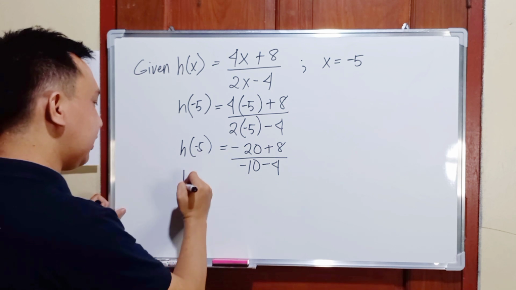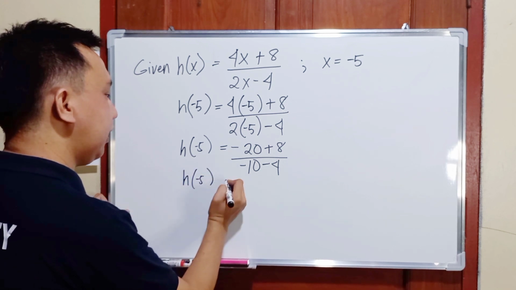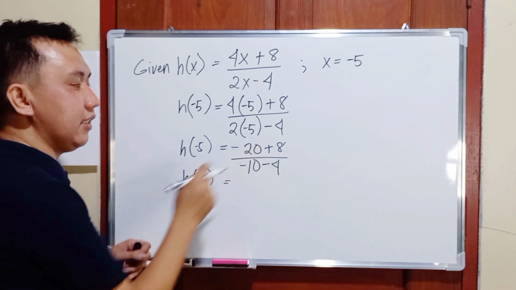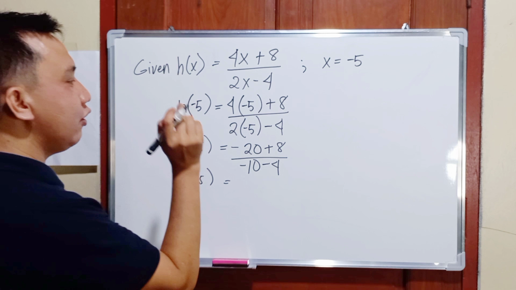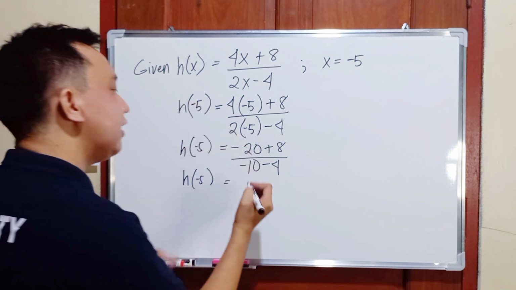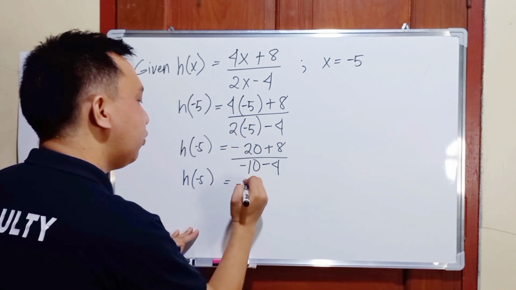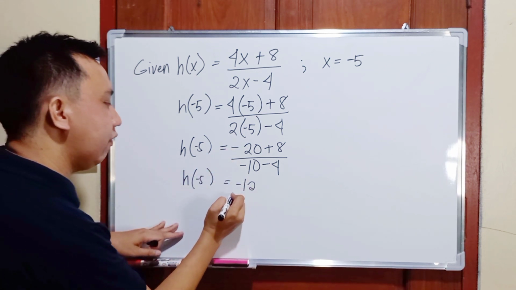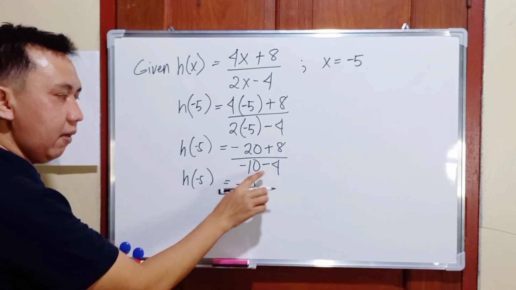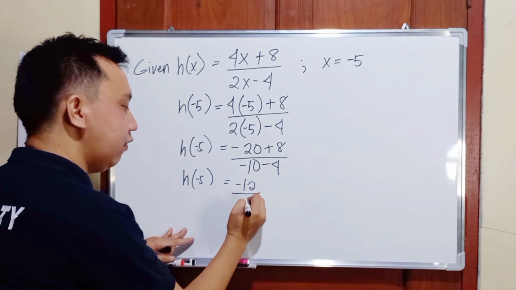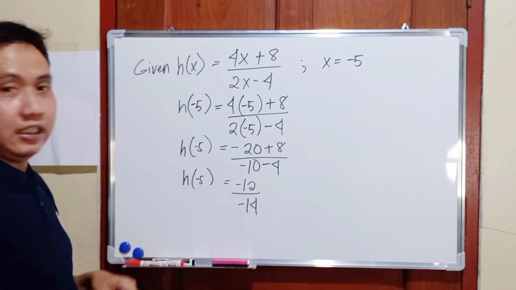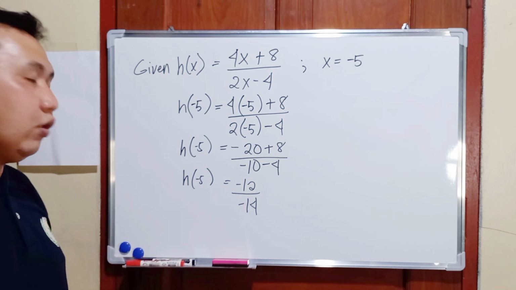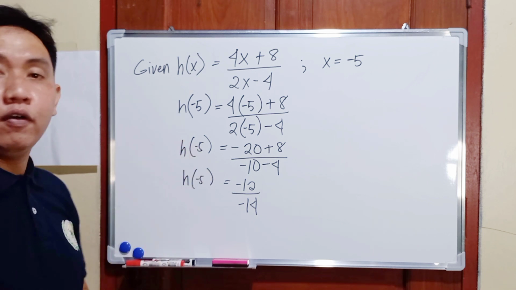So, dito naman, let us simplify. H of negative 5 is equal to negative 20 plus 8. Since mag-ibang kanilang sign, magsusubtract tayo. So, 20 minus 8, that is 12. Negative 12. Copy the sign of the absolute value. Divided by negative 10 minus 4, that is negative 14. So, that is h of negative 5 is equal to negative 12 over negative 14.